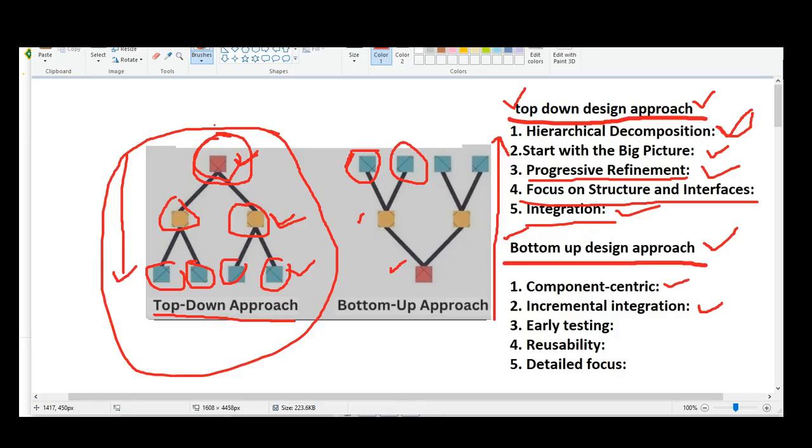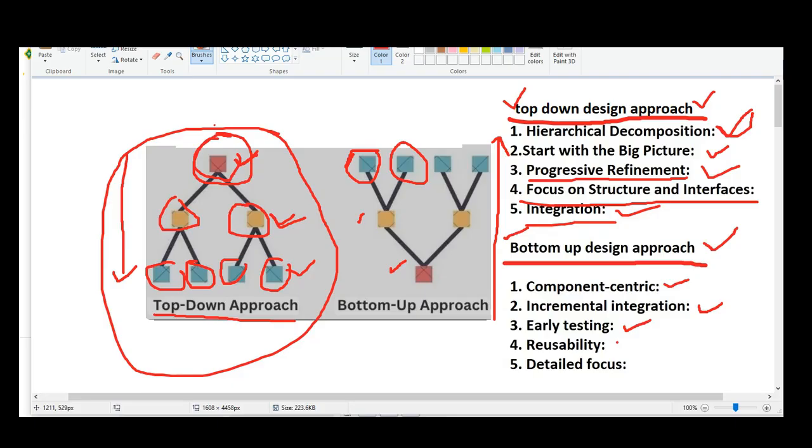Next, incremental integration. Incremental integration means whenever any changes are required based on the user requirement, we can easily add new functionalities to the existing program without facing any problem. Next, early testing. Early testing means we can easily test the program, debug the program, and verify the program by using the bottom-up design approach.